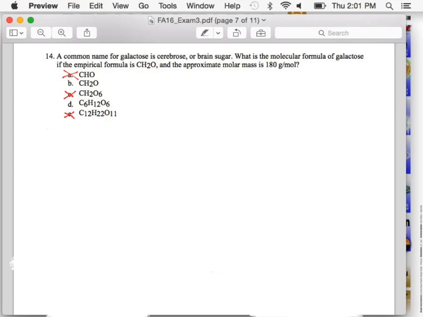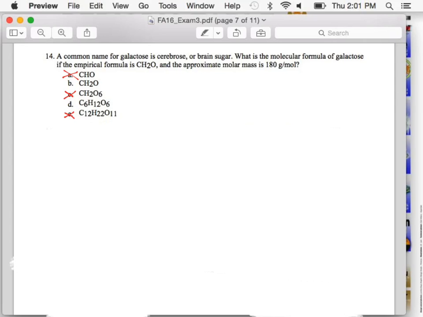The empirical formula versus the molecular formula. The molecular formula is a whole number multiple of the empirical formula. So the empirical formula is the reduced ratio of the molecular formula via a whole number. A can't be right because that doesn't maintain the ratio shown in the empirical. C can't be right because that doesn't maintain the ratio. I scaled up just the oxygens but didn't touch the carbon and hydrogen. That's not maintaining the ratio. E, same issue. I've scaled up some of them but not all of them. So those answers are wrong.